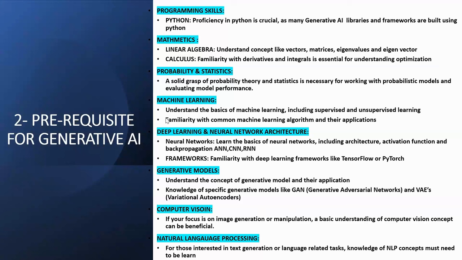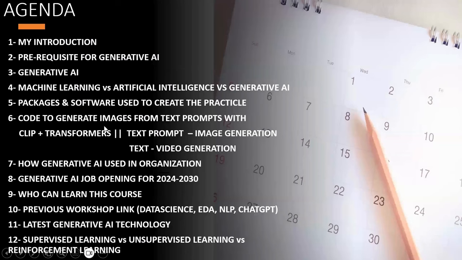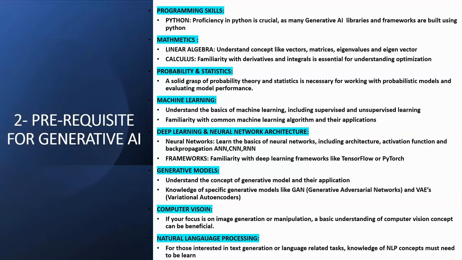Team, for the ones who joined just now, what exactly have we covered? We discussed the agenda for the 1.5 to 2 hour workshop, we covered the introductions, and the prerequisites for generative AI. These are the things required before you build or learn Gen AI or model building. These are the foundations you must learn, and only then will you build this model.